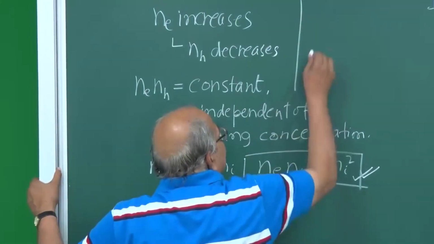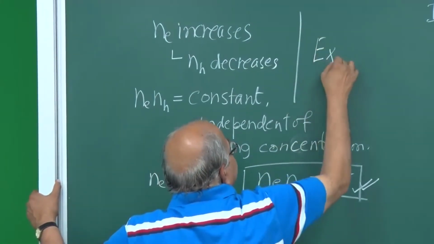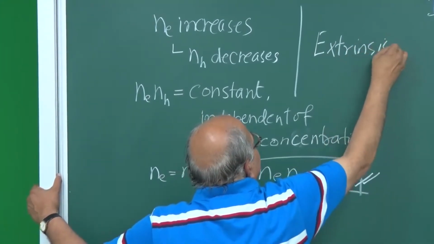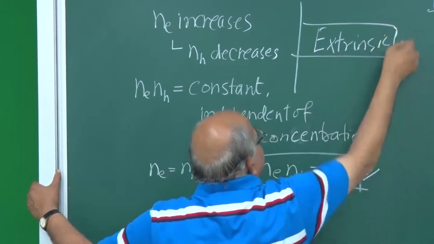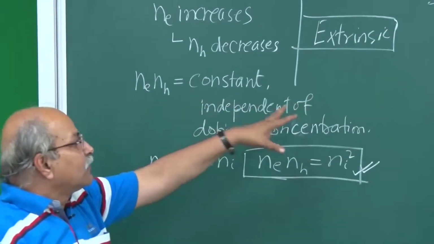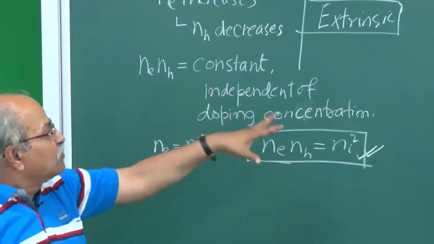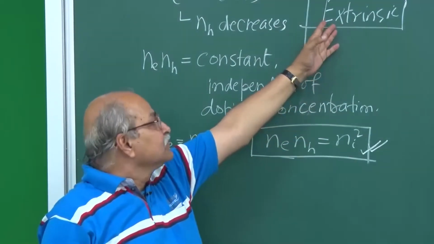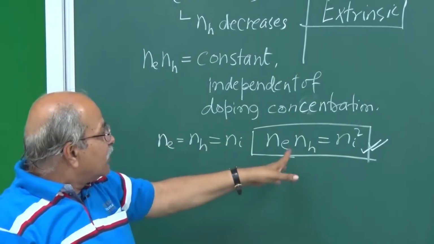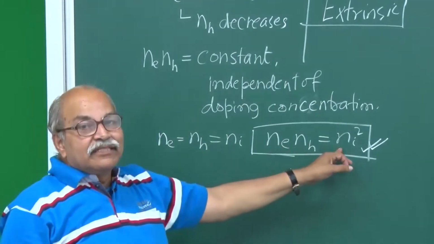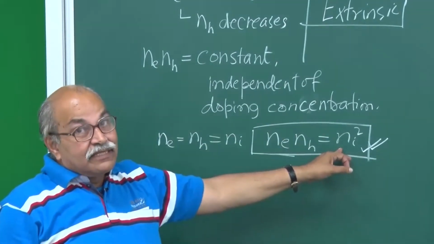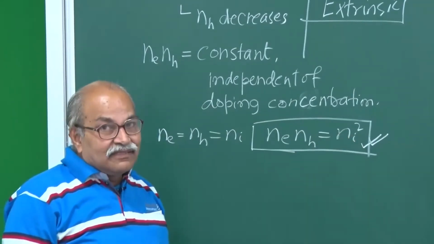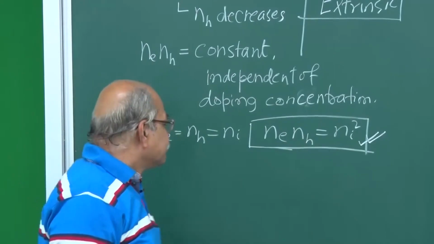This relation still holds for intrinsic or extrinsic. Okay, this is another word, extrinsic. You have intrinsic and extrinsic. When you are doping from the external world, you are putting impurities, that becomes extrinsic. So intrinsic or extrinsic, this relation remains the same. Only the temperature can change this Ni. Doping level does not change this.